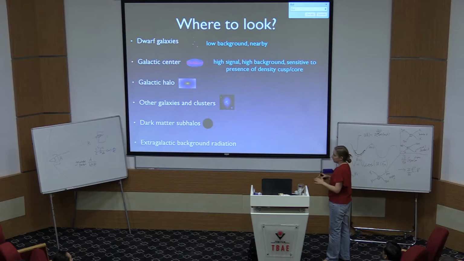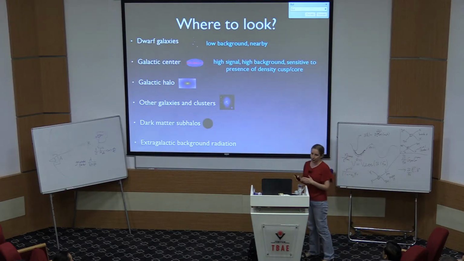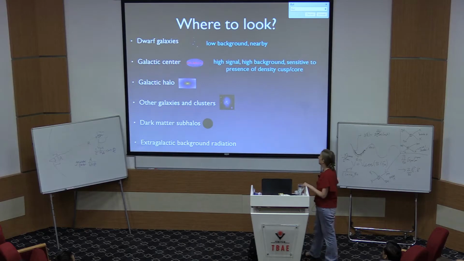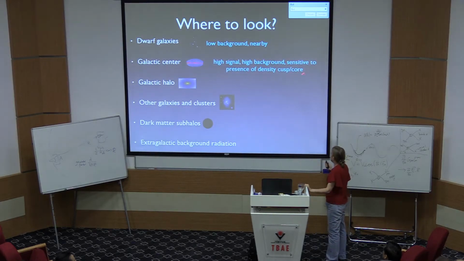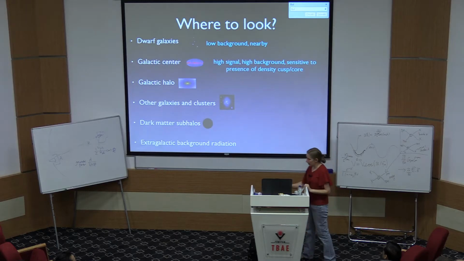The only problem is because they're so small and don't have a lot of stars, it's often hard to estimate exactly how much dark matter they have in them. So those J factors I told you about often have order of magnitude uncertainties. So the signal prediction is somewhat uncertain. The galactic center is expected to have a high signal, albeit with the modular uncertainties on the dark matter density, but the background is pretty high and it's sensitive to this density profile.